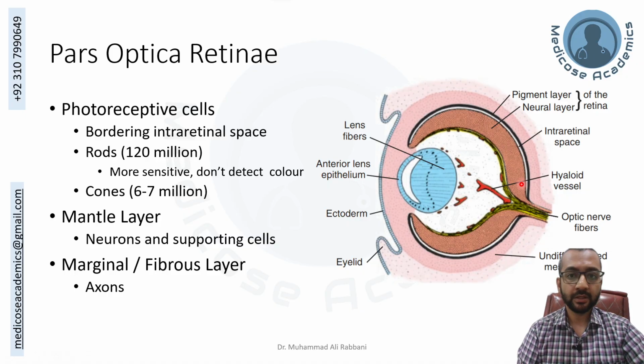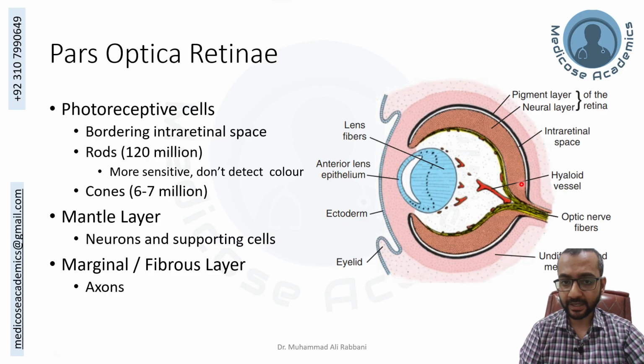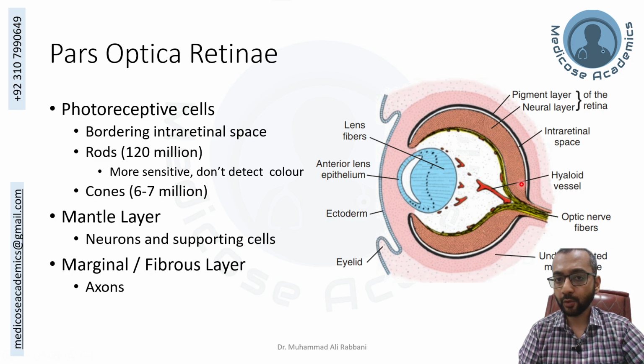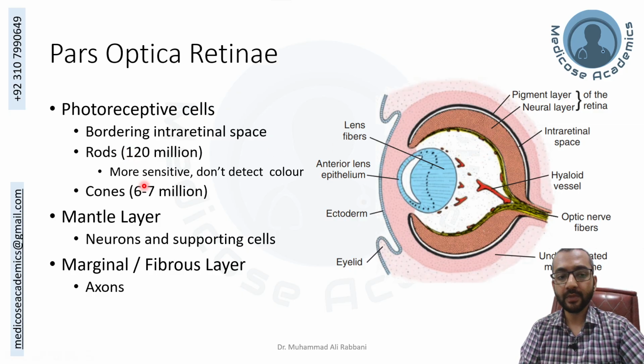Here are the rods, the cells that are sensitive to detect black and white and light, and the cones that detect color. These will be developed in this part near the pigmented retina. They will have their receptors towards the pigmented retina and the cell bodies and axons away from the pigmented retina, towards the chamber of the eye. And as you can see, the rods are roughly 20 times more numerous as compared to the cones.